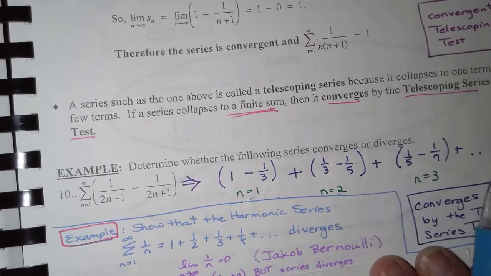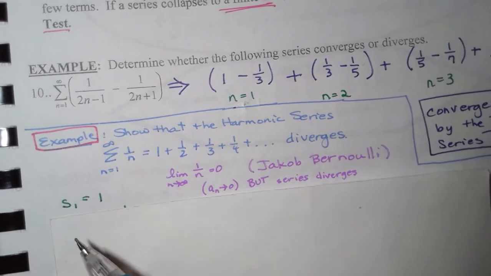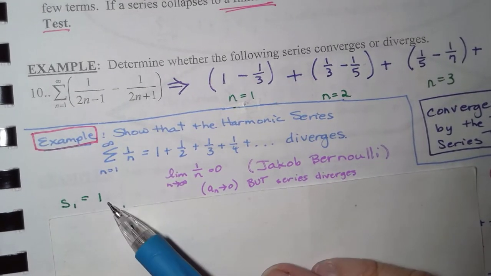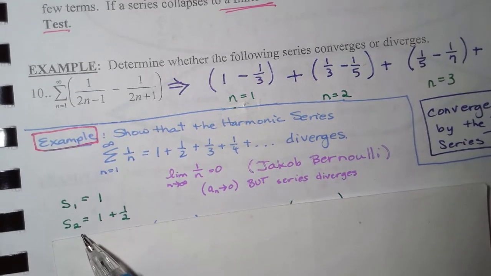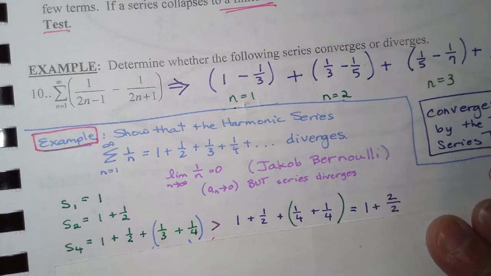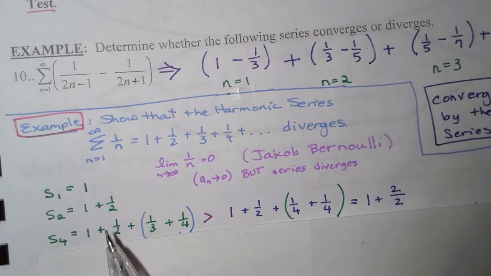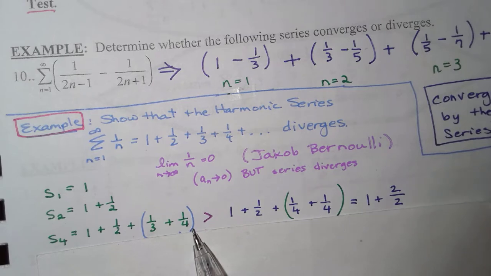Well, let's look at this and break it into partial sums. Okay, so the sum of our first term is 1. All right, the sum of two terms is 1 plus 1/2. And this is where it gets interesting. The sum of 4 terms would be 1 plus 1/2 plus 1/3 plus 1/4.